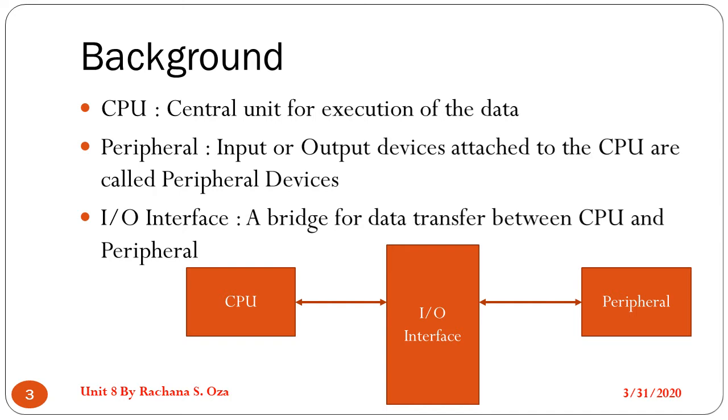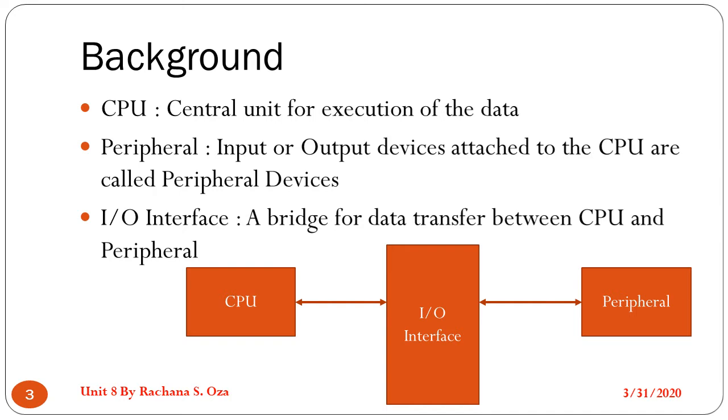Sometimes all these instructions that the CPU is executing cannot be stored inside the CPU. Thus we need to read or write some programs from the CPU. Here comes our second entity from the block diagram, peripherals. All the input output devices attached to the CPU are called peripheral devices. And the third one is the IO interface. You can see that it is a simple bridge between the CPU and a peripheral.